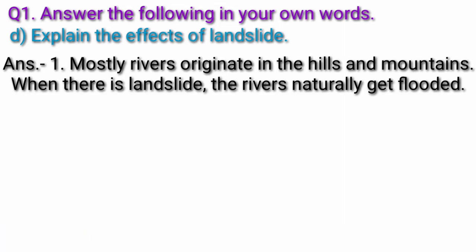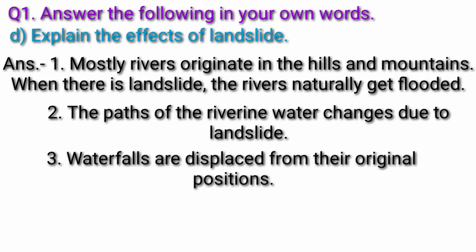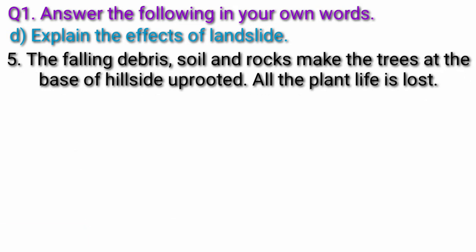Answer. Mostly rivers originate in the hills and mountains. When there is landslide, the rivers naturally get flooded. The path of the riverine water changes due to landslide. Waterfalls are displaced from their original positions. New and artificial water reservoirs are created. The falling debris, soil, and rocks make the trees at the base of the hillside uprooted.